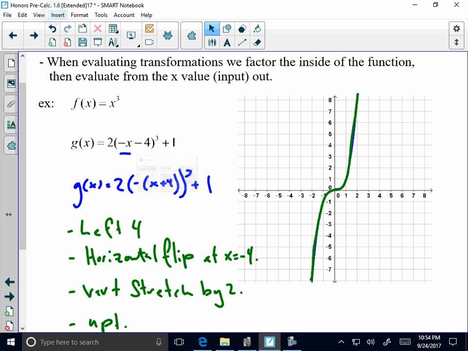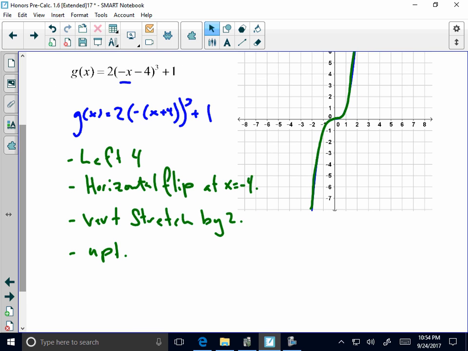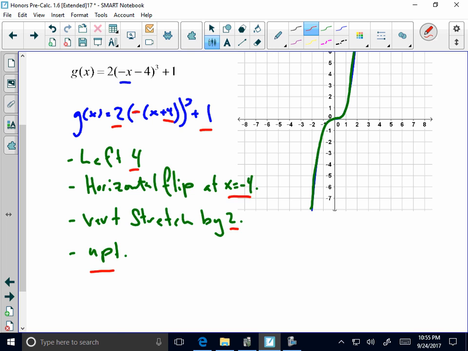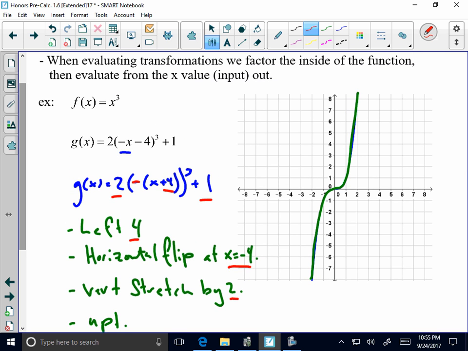All right, guys, so let's take a look. Here we're listing the transformations first. So right here we would say, after we factor that negative off the inside, we can see that we're moving left 4. And then we have the negative on the inside of the cube, which means a horizontal flip at x equals negative 4. And then we've got the vertical stretch by 2, right? And again, we're seeing y values that are twice as large as they were before when we multiply by 2. And then finally, with the addition of 1, we're moving up 1. So let's see if we can make all of those transformations happen.